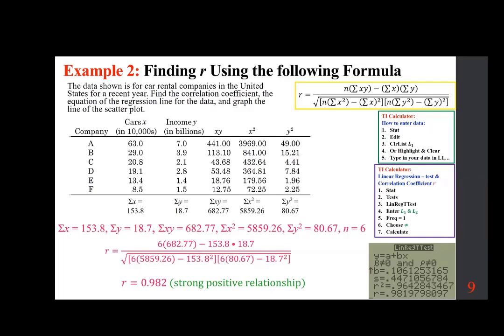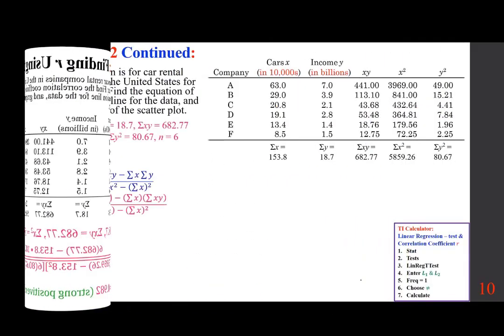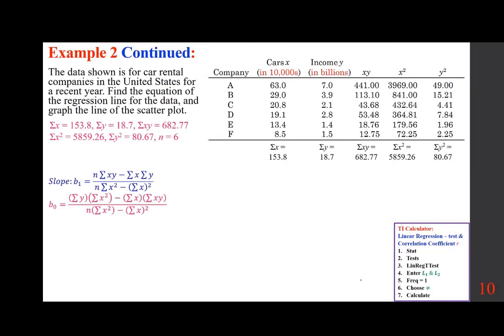Needless to say, this is normally done by technology. We have the answer here. So we got the R, the first part of the question. So find the correlation coefficient. Now, the equation of the regression. So let's move on. We already have those calculations, table calculations, all of the above is given. All you have to do, put it into those formulas.